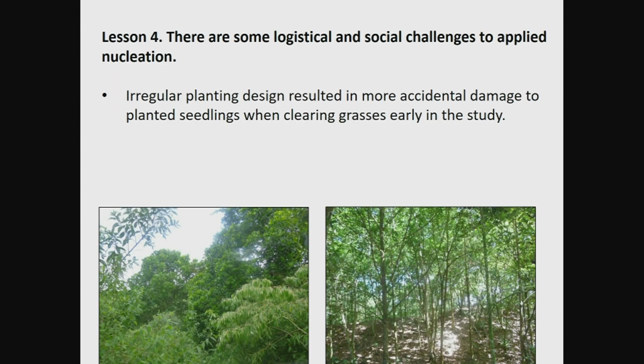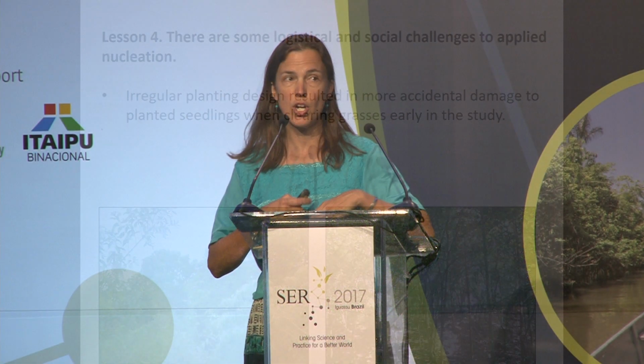The fourth lesson that we've learned is that there are some logistical and social challenges to applied nucleation. It seems to work ecologically. The costs are reduced because the costs are scaled to the area you plant, so they would be a quarter of the amount if you plant a quarter of the area. But one of the problems is the irregular planting design. It's harder to clear around the tree seedlings. We had slightly more damage to the seedlings when they were macheting around them because they're not in straight rows like most plantations.